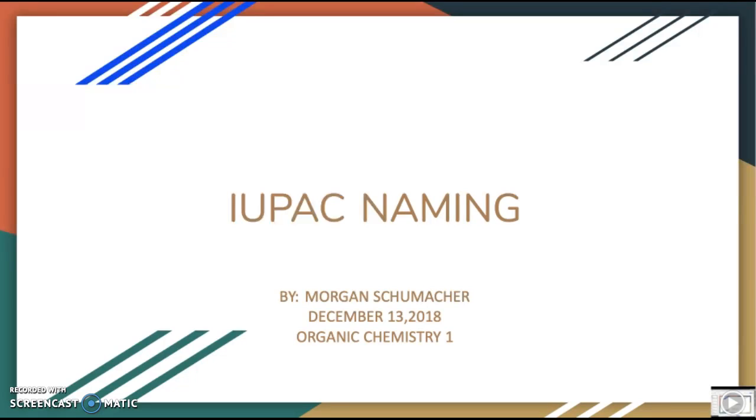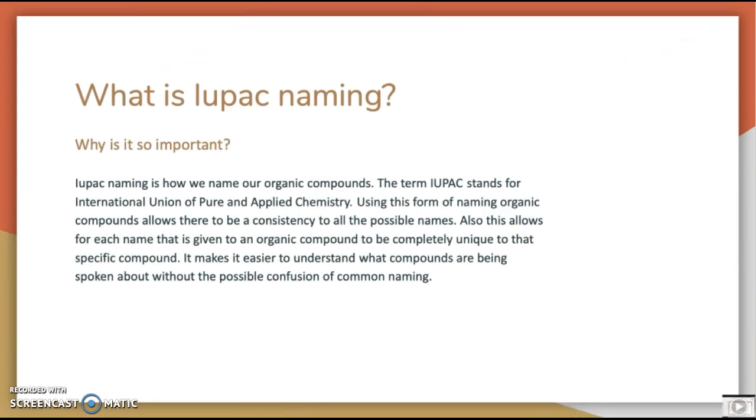IUPAC naming is what I decided to do my final project on. What is IUPAC naming? Why is it so important? IUPAC naming is how we name our organic compounds. The term IUPAC stands for International Union of Pure and Applied Chemistry.